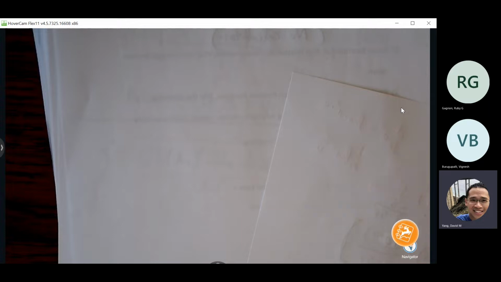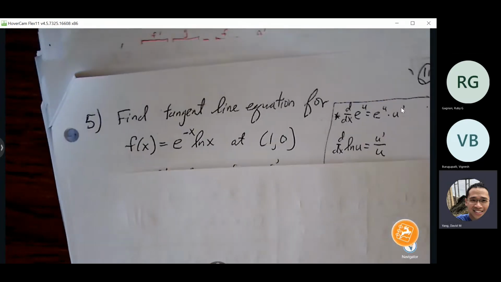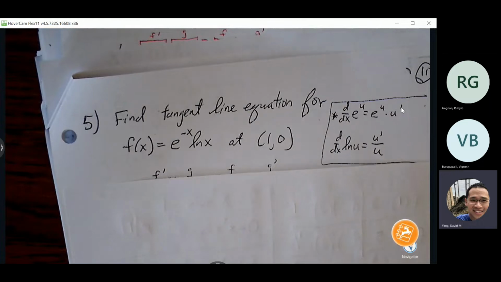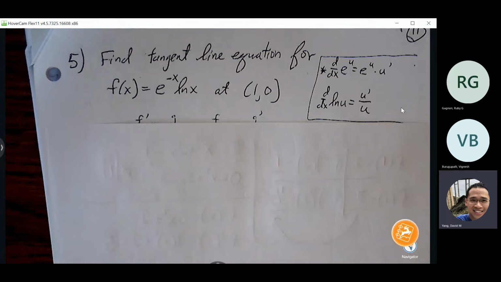Okay, how about a tangent line equation problem? Okay, last one here. f of x equals e to the negative x times natural log of x at (1, 0). Reminders: the derivatives for e to the u and natural log of u are needed.